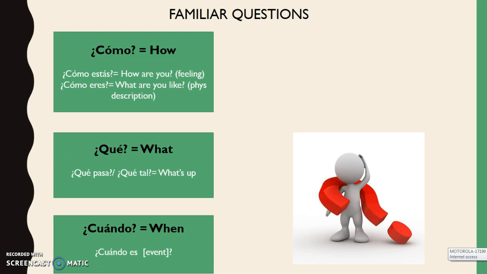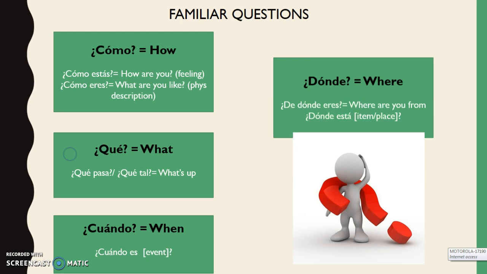Okay, cuándo is when. We learned cuándo back when we started talking about our birthdays. ¿Cuándo es, and then we can fill in the blank with an event, a date, birthday. ¿Cuándo es tu cumpleaños? When is your birthday? And of course, cuándo will be when, wherever it is in the question.